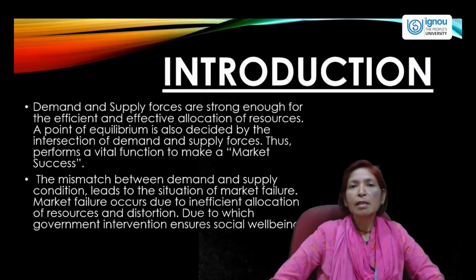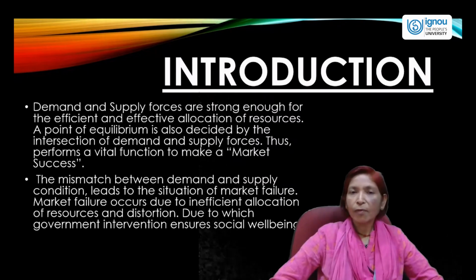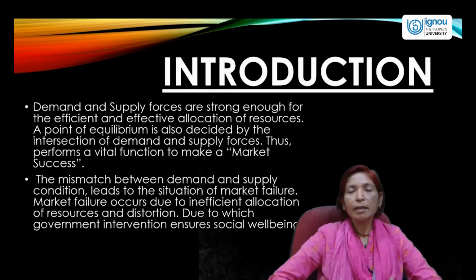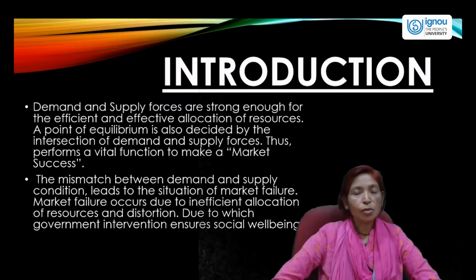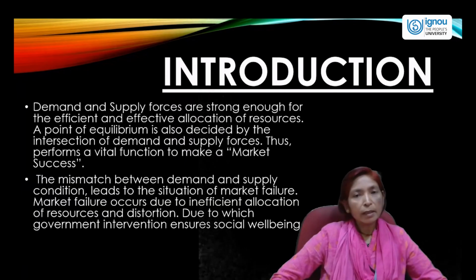If the set target is 70, but the market is achieving only 40% of its goal, not the whole 70%, then we can say that it is a failure market. So market failure doesn't mean zero achievement of the goal. It means if the market is not able to achieve its full set target, then we can say that the market is a failure. So if there is a mismatch between demand and supply, it leads to the situation of market failure.